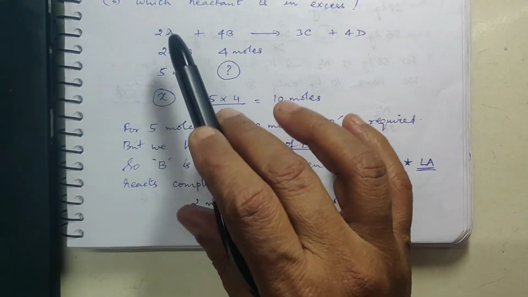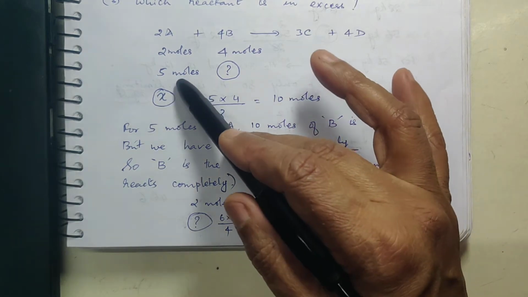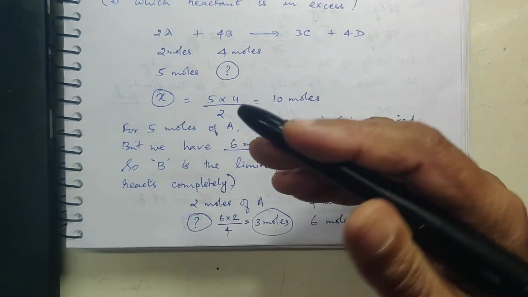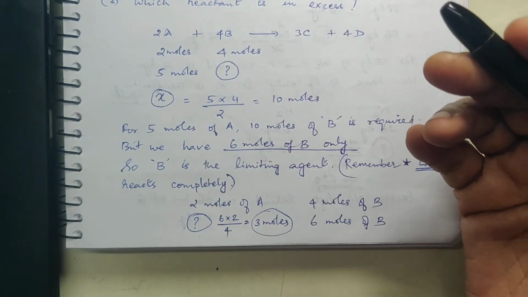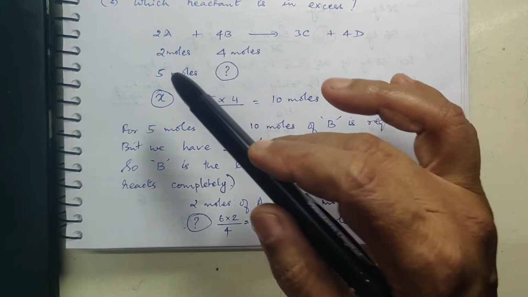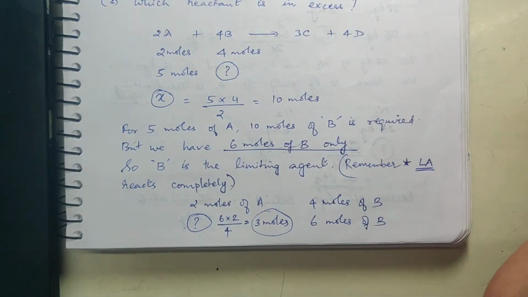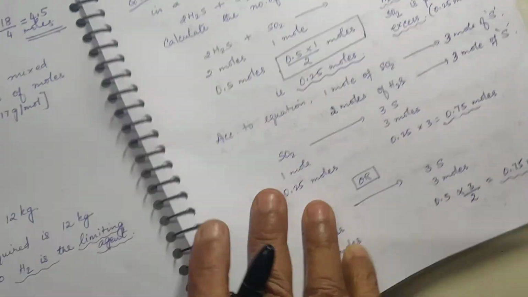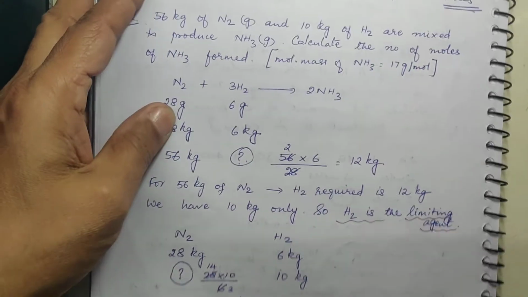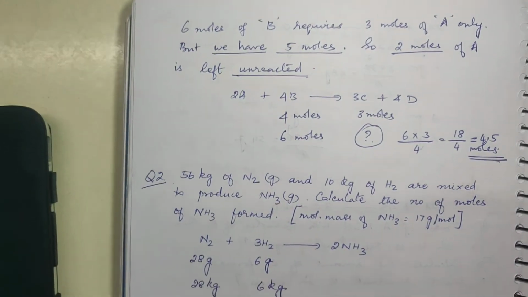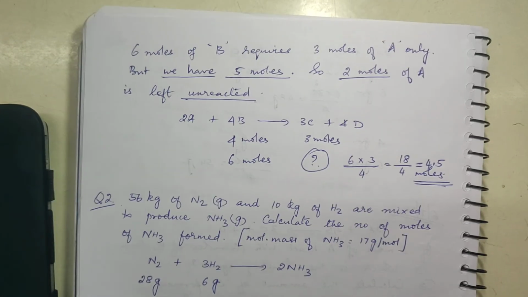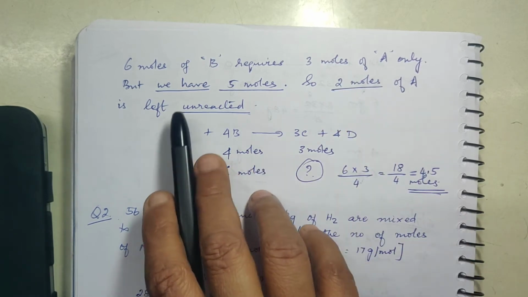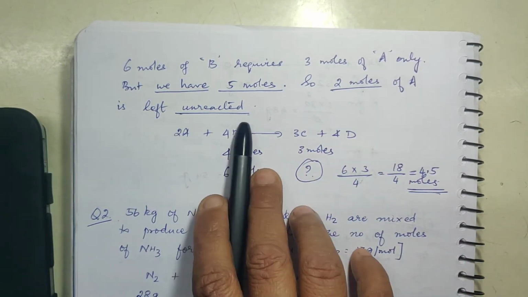Is that clear? That means 2 moles of A is left in excess. You require 3, you have 5. So 5 minus 3 is 2. 2 moles of A will be left in excess. Right? So B is the limiting agent. A will be left in excess. And how much of C will be formed? That we will see now. Six moles of B requires 3 moles of A only. So you have 5. So 2 moles of A is left unreacted.